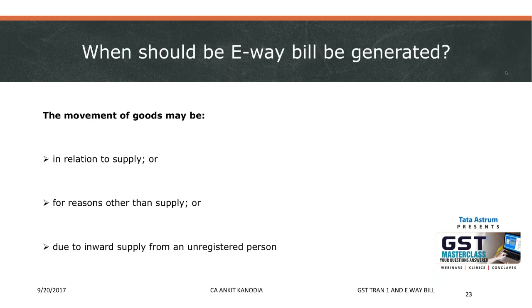So what is the time and scope of e-way bill? The law says every registered person who causes movement of the goods in relation to supply or for reasons other than supply, meaning under delivery challan, for sales return, for sale or approval basis, any other reasons, or due to an inward supply from an unregistered person, then e-way bill would be required to be generated.